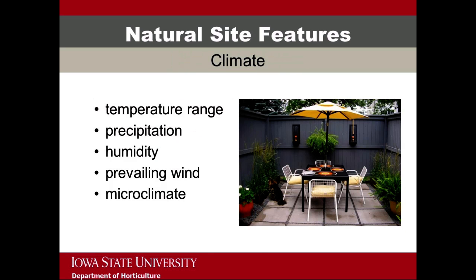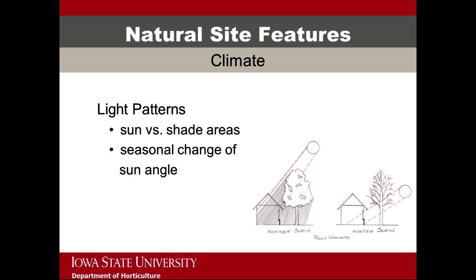Sometimes in a landscape, there are more protected areas that then have a different climate than the surrounding area. Courtyards often create microclimates where trees and shrubs of different zones can then be grown. Consider the temperature range, precipitation, humidity, and wind that could make certain areas a microclimate. It is also important to consider the light patterns of a site, such as sun and shade areas, and the seasonal change of the sun's angle.